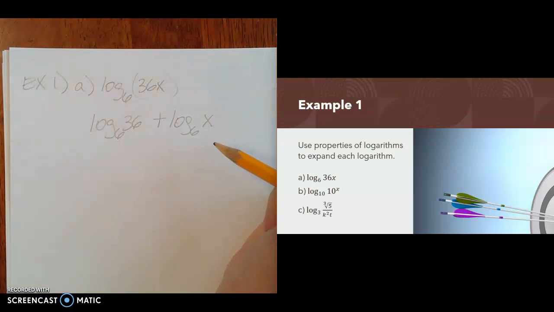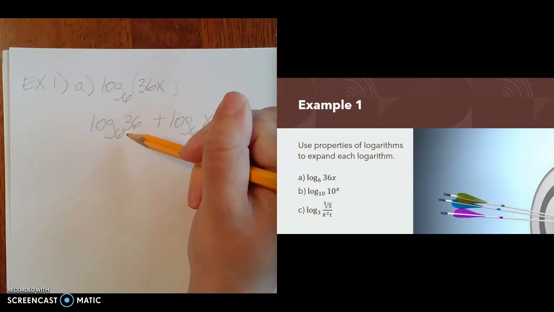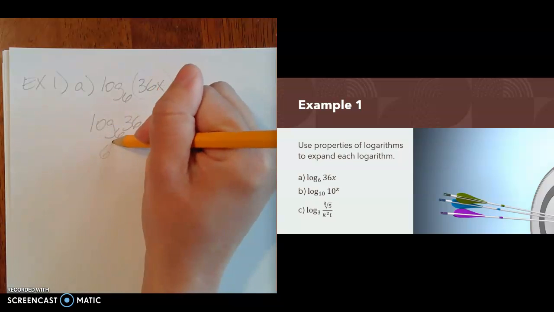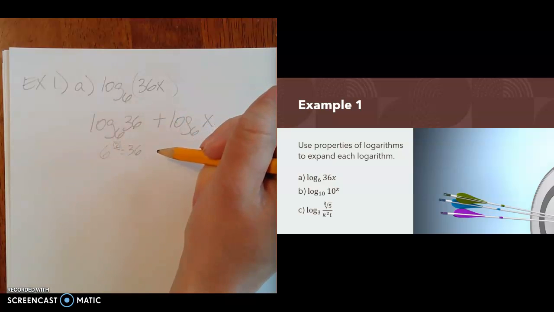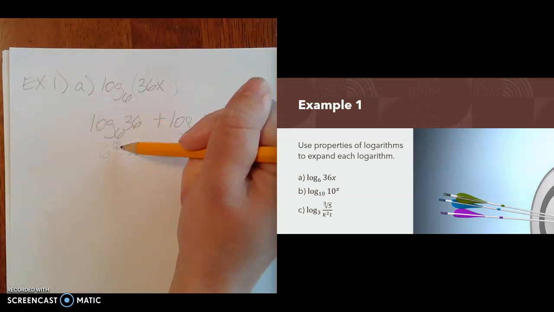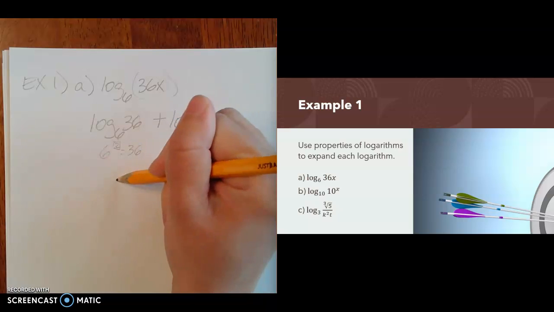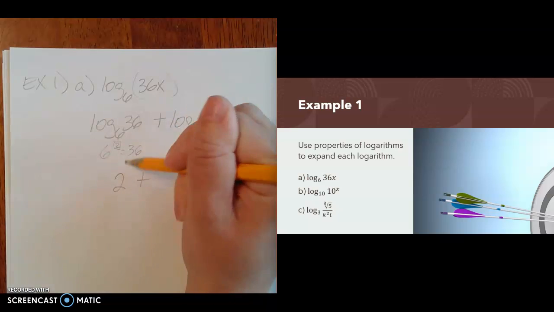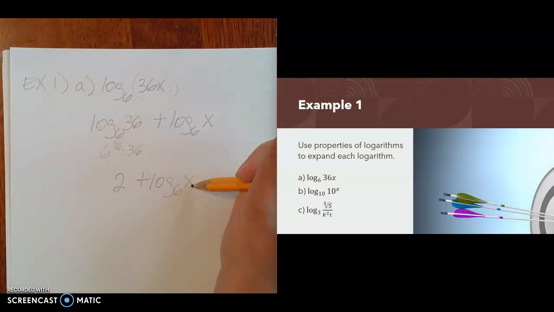From here, you might see, hey, wait a second, 36 is a power of 6, isn't it? So 6 to what power gives you 36? Well, 6 squared is 36, right? So the log base 6 of 36 could actually be simplified down because the log base 6 of 36 equals that exponent, which is 2. So we could simplify that to be 2 plus log base 6 of x.